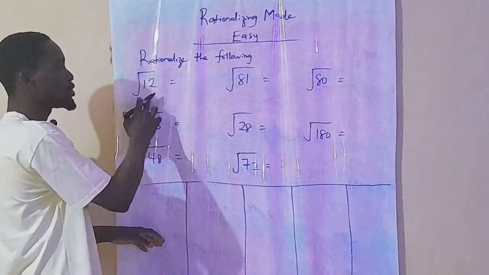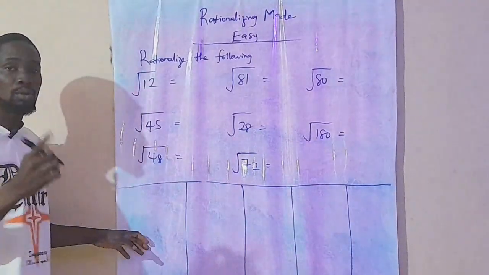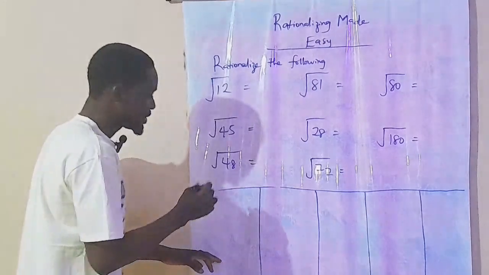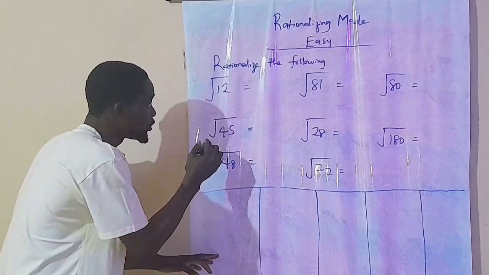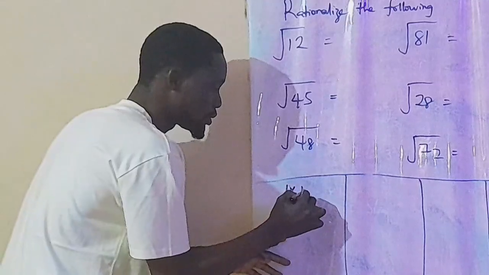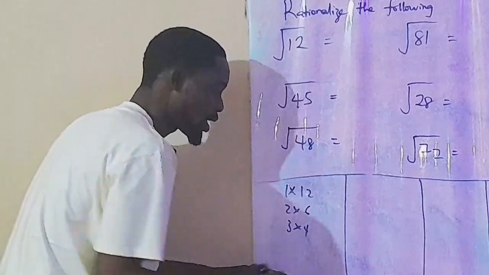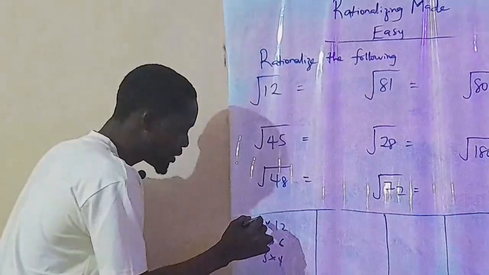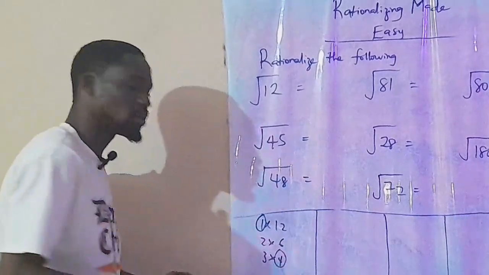Now, how do you rationalize all this easily without the use of a calculator? Number one is to find the multiples of each of them, then select the perfect square that is the highest. So for 12, what do we have? 1 times 12, 2 times 6, 3 times 4 are the multiples of 12. Now at this point, what are the perfect squares here? I have 1 and I have 4.